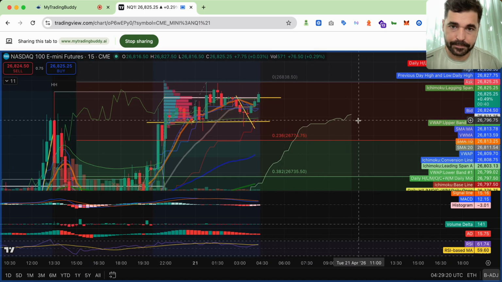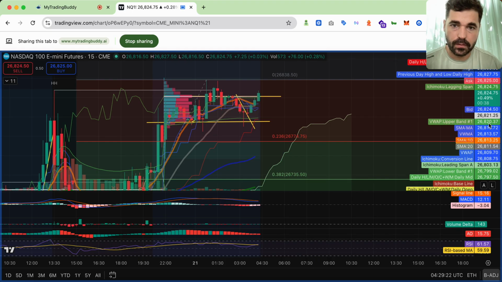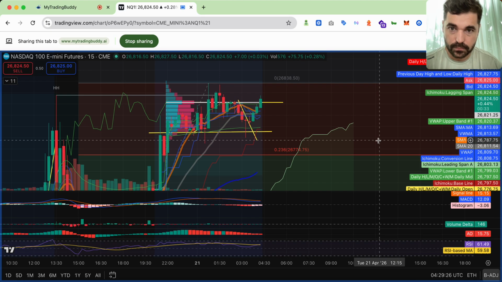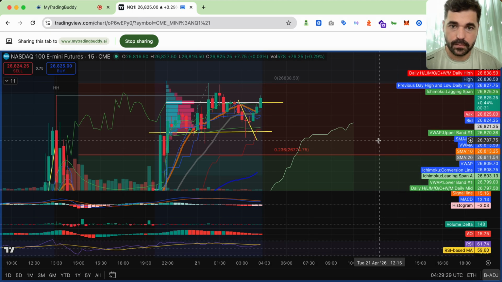Yep, I see you've switched over to the 15-minute time frame. Keeping an eye on the higher time frame bias is good, and this confirms that strong bullish trend. Anything else you're noticing on this view?